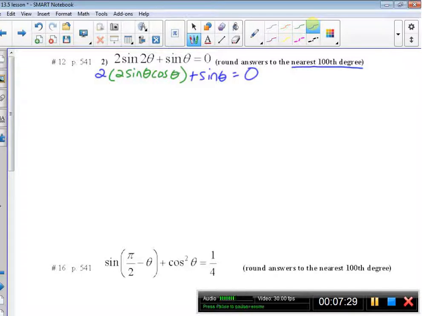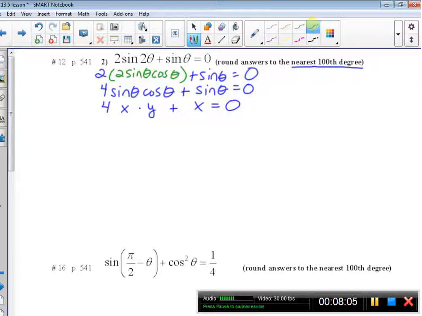When you multiply 2 times 2 sine theta cosine theta, you just simply get 4 sine theta cosine theta. So it's like saying 2 times x times y. It's not 4x times 2y. You don't distribute that 2. You just multiply the 2 and 2 and it's 4. I'm going to let sine theta be x and cosine theta be y. So we're really just solving for 4xy plus x.